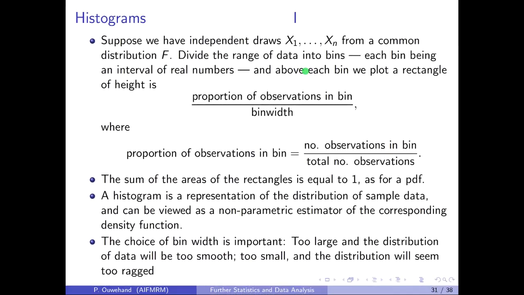Now let's look at non-parametric ways of density estimation. Most of this material has been covered in lectures before. Firstly, we look at histograms.